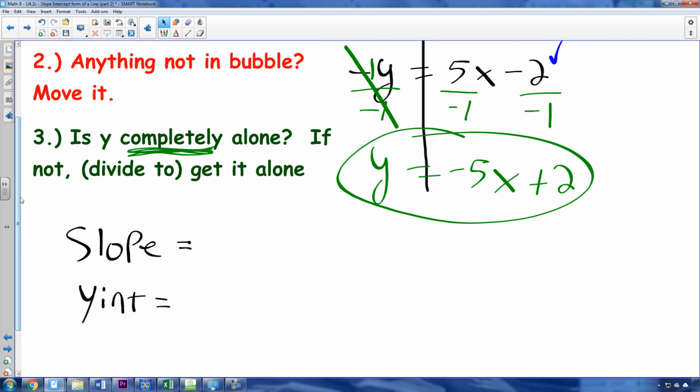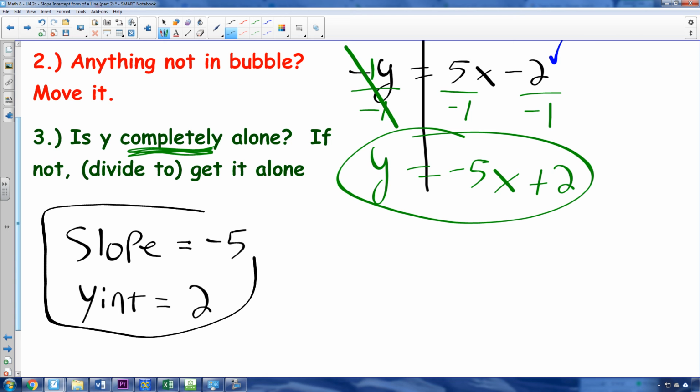So the slope of this equation is always going to be the number with the x. So the slope is negative 5, and the y-intercept is positive 2. And now we've done it. We've finished it, okay? Now this is a super important problem. I can't really stress it enough. It's super important. So I want to make sure you're feeling okay about it.